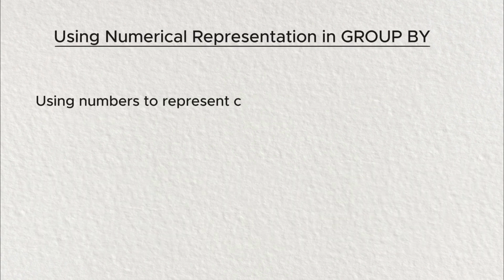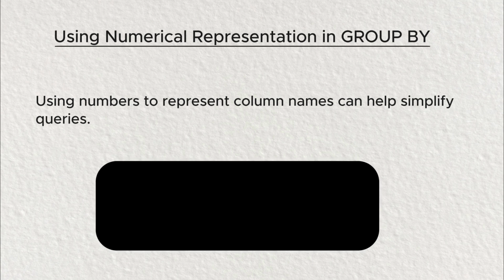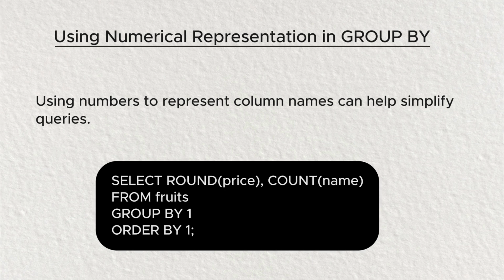I would want to talk about another way of using the group by clause. That is using a numerical representation. So in this query, we group by 1 and we order by 1. 1 here represents the first column in this query, which is round price. So in effect, we are grouping by round price and we are ordering by round price.